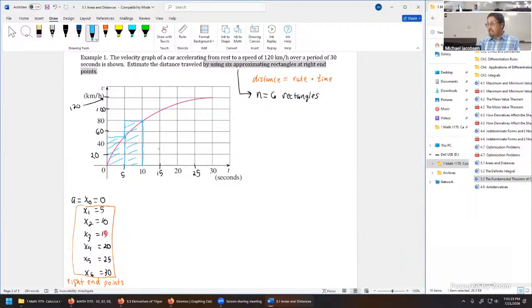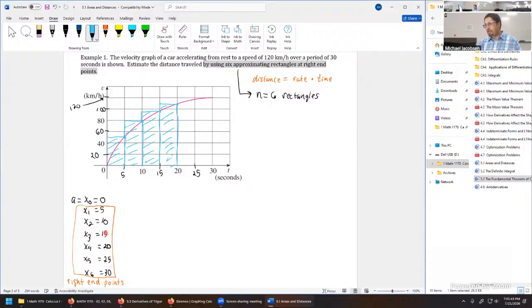At the next one, 15 seconds, the right endpoint is here. That one is maybe something like 95 kilometers per hour, which is what we'll estimate for 5 seconds. Do it again at 20. Here's this one.